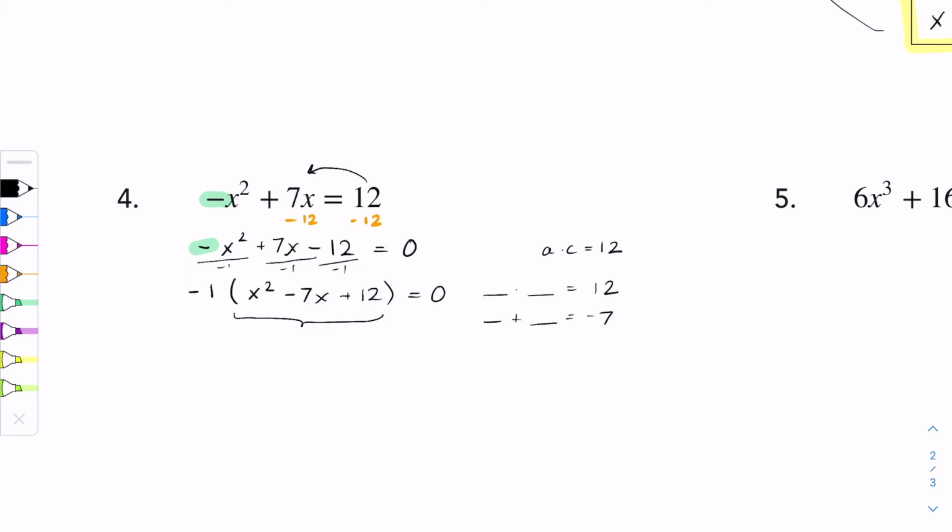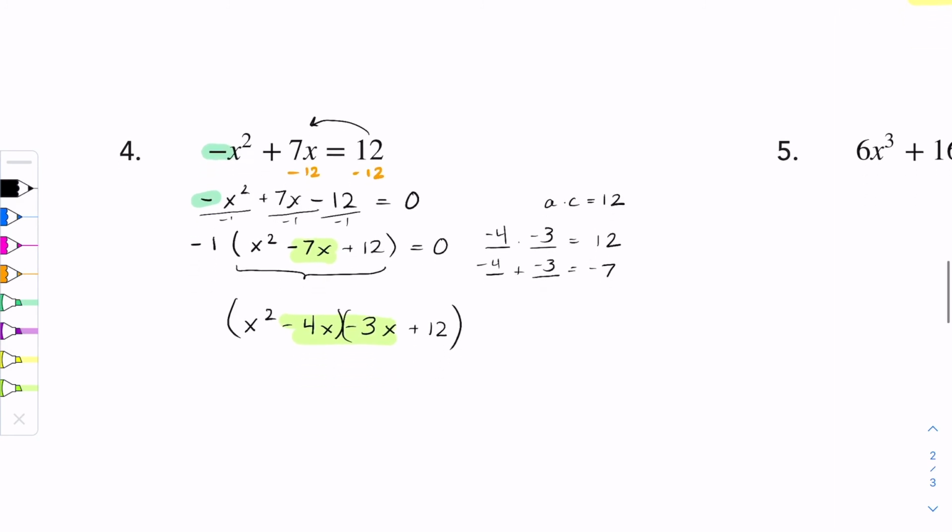That would be -4, -3. We have x² minus 4x minus 3x plus 12. Group the first two, group the last two terms. GCF of the first group is x, left over is x minus 4. GCF of the second group is -3, always matches that sign. Left over is x minus 4.